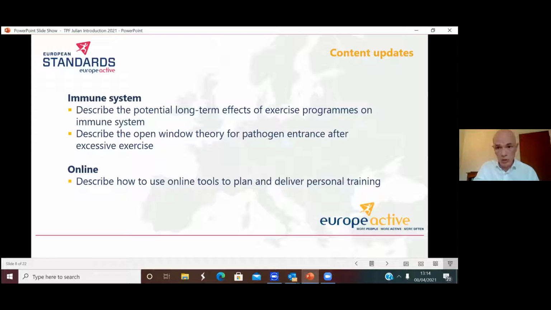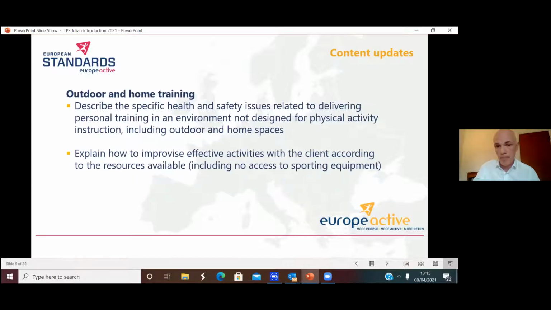I won't go through each of those individually, but you can see those points there, those areas that you would need to cover. We will be releasing those shortly after this event so that you'll be able to update your courses accordingly.